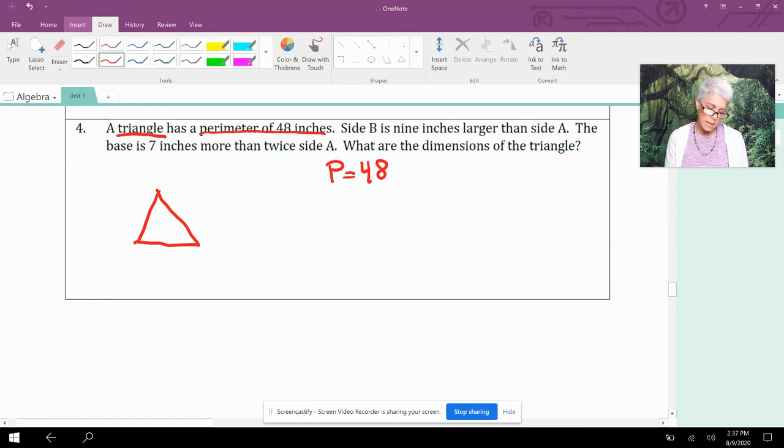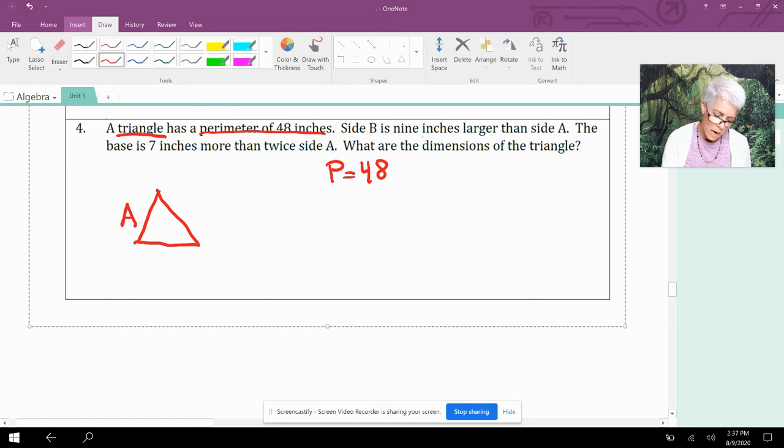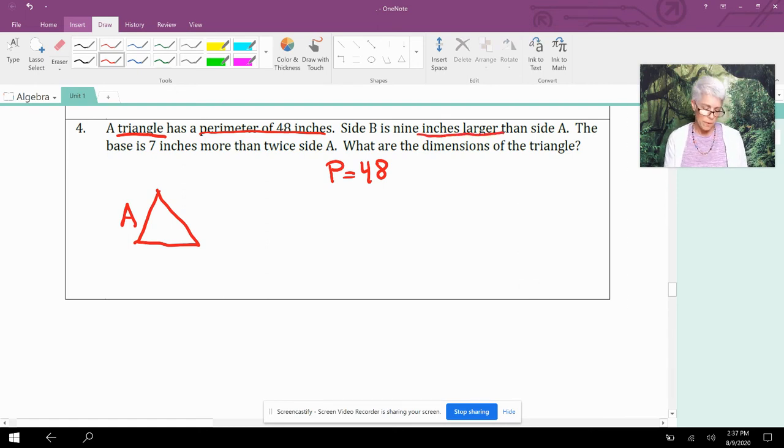And then it says that side B is 9 inches larger than side A. Now, I could use variables. I'm going to go ahead and use A. So let's just say that this is A. That's side A. And then B is 9 inches. I wish it said longer. So if I take side A and I add 9 to it, then that's B. All right, then the next one, it says that the base is 7 inches more than twice A. So here's twice A, and then here's 7 inches more. So here's all the sides. So if you look at it that way, I promise you it's going to be easier.